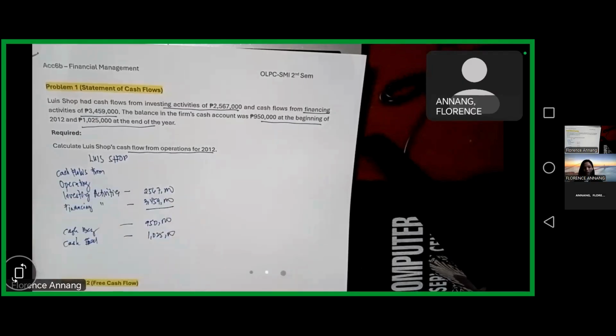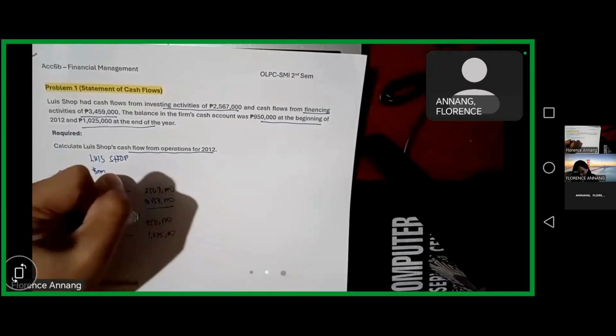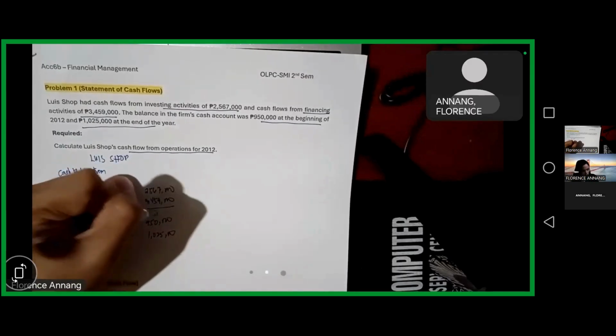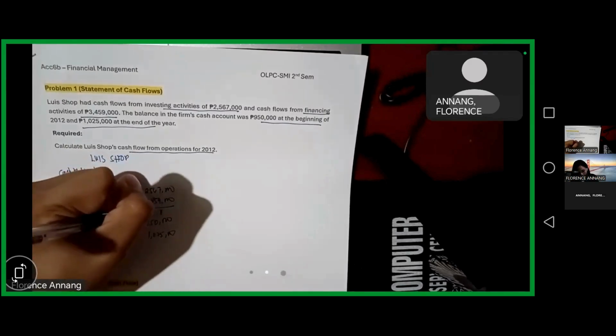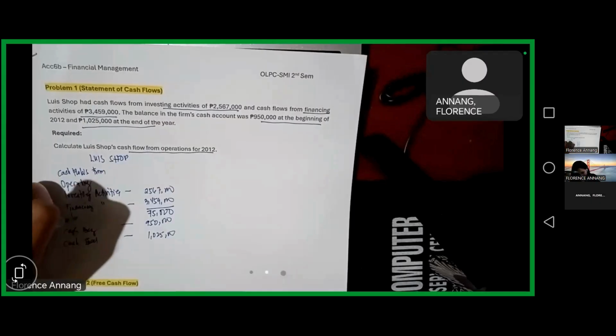So how much is our change in cash? That's just cash ending less cash beginning. So 1,025,000 less 950,000 beginning, 75,000 ang ating change in increase in cash. So increase.